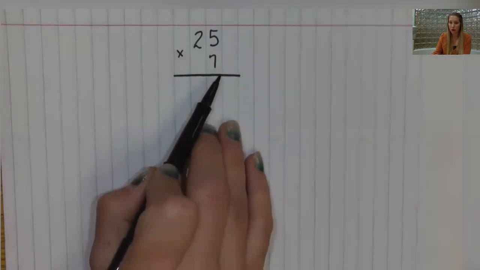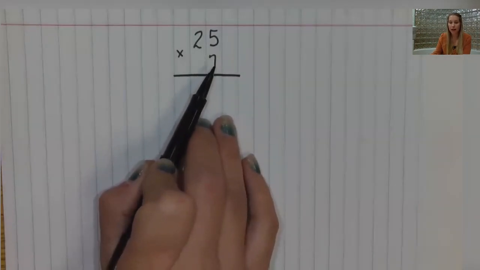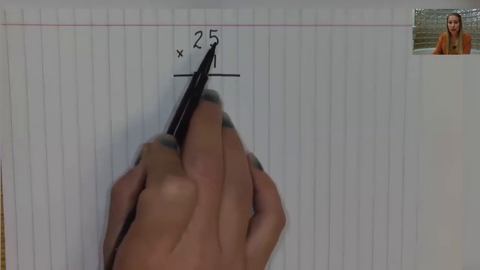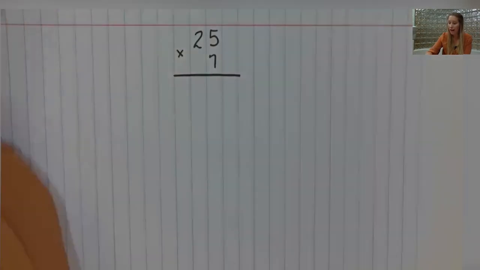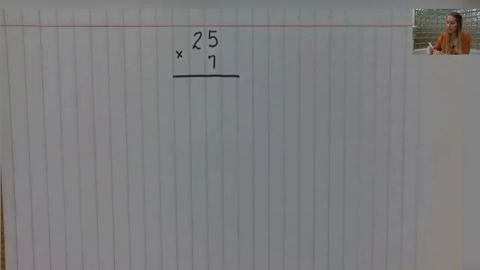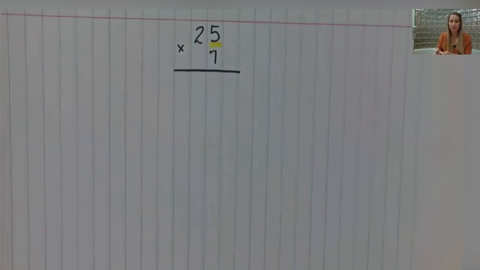Where do we begin? Yes, we begin in the ones place. So step 1 is to multiply the ones. First, we multiply 7 times the ones place. What digit is in the ones place? That's right, 5 is in the ones place. So the first thing I'm going to want to do is 7 times 5. What is 7 times 5? Did you say 35? Excellent.